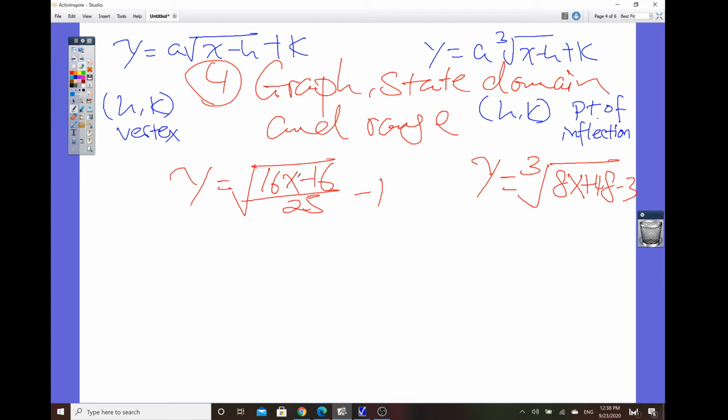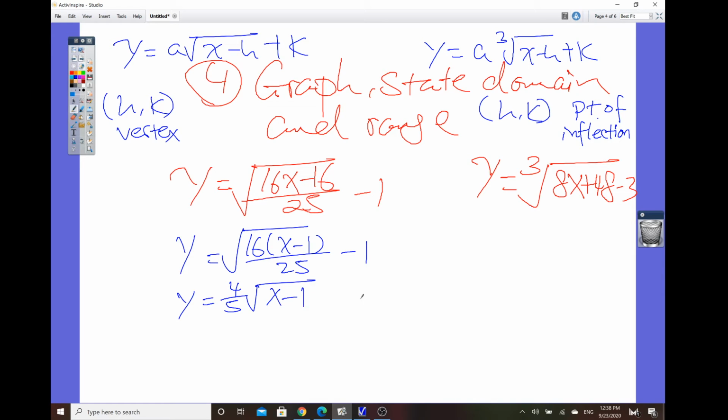So one thing that you want to do, you want to take out the greatest common factor. So on top, the numerator, obviously is what, 16. So take out 16, so we do have (x minus 1) over 25. And then one thing we notice, square root of 16 over 25, that's 4 over 5. And then the radical, so make sure that you put in that x minus 1 under the radical. So compare and contrast, so we do have a equals 4/5. And then for h, we do have 1, and then k equals -1.